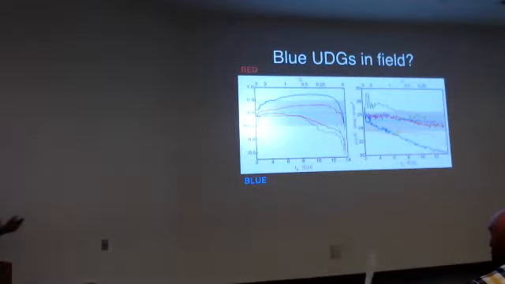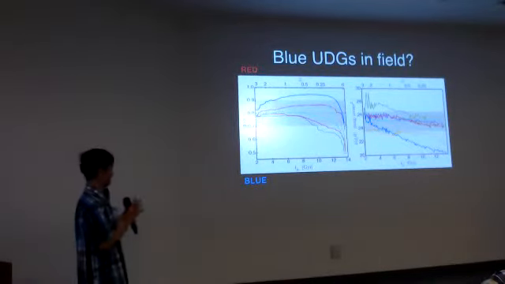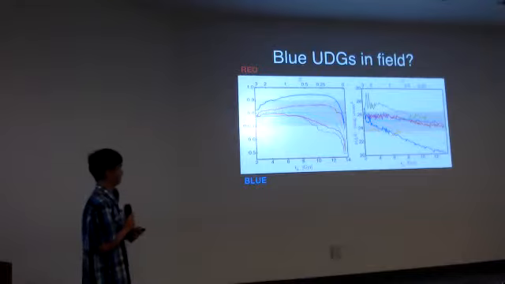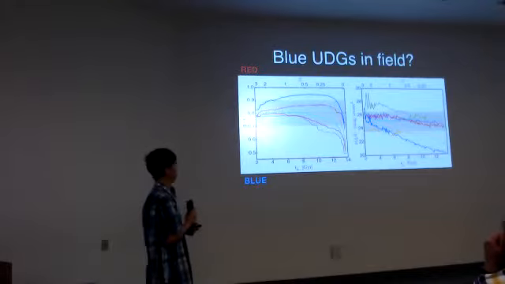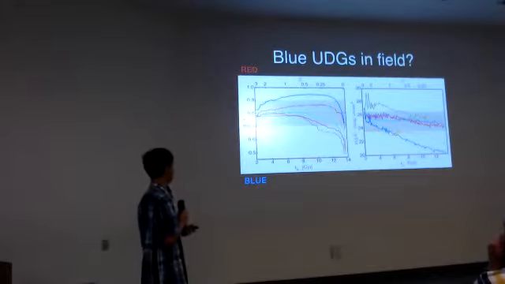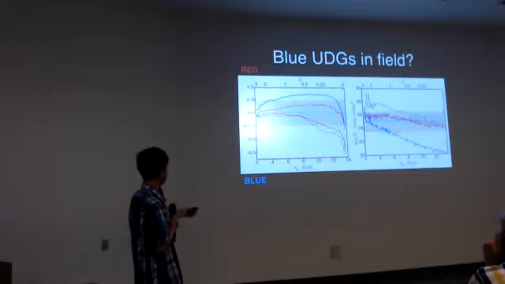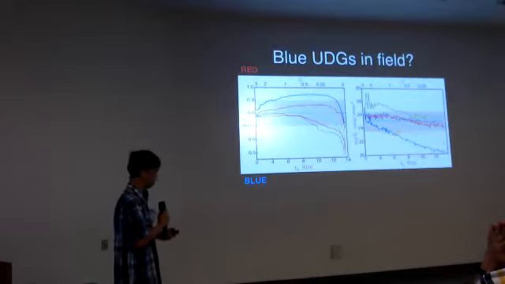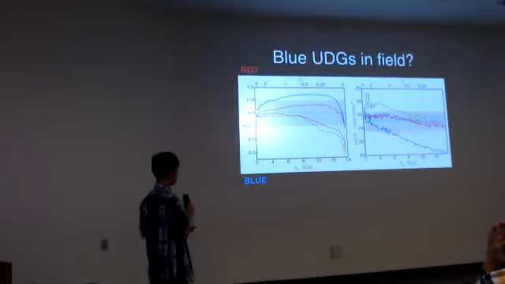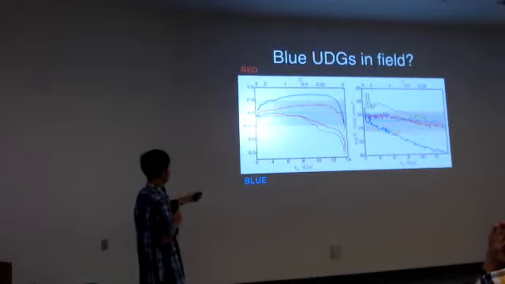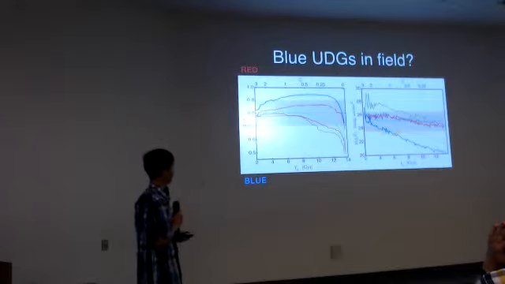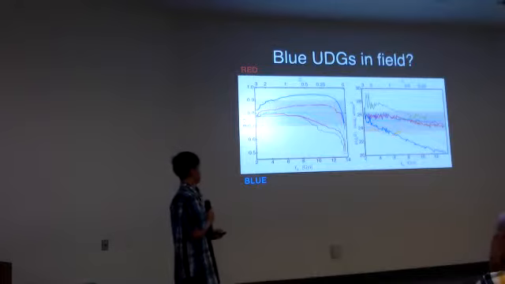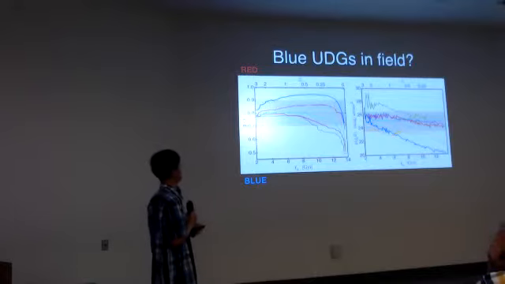Finally, we make a prediction with our simulation. We can see that if those galaxies do not really fall into the cluster, then they will have much bluer color compared with if they fall in very early on. So we are predicting there should be a population of blue UDGs in the field.